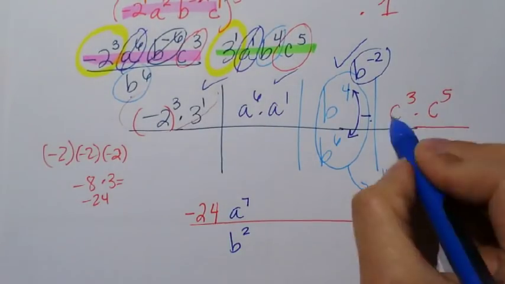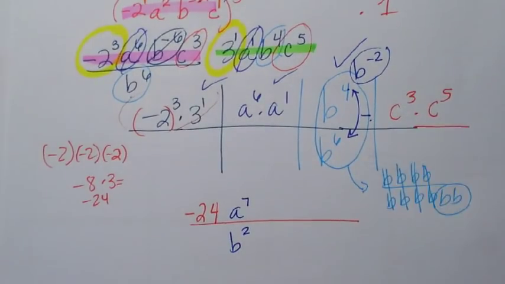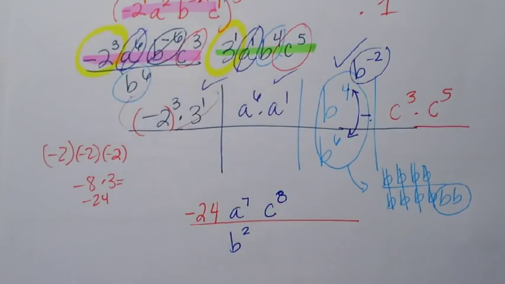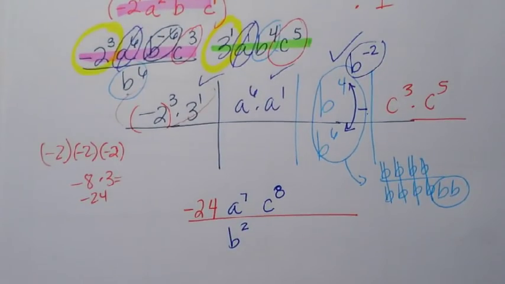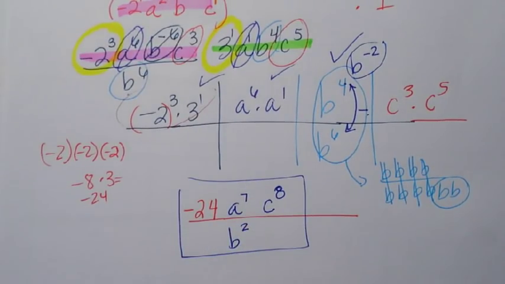And now we have the c's. They're both on the top. They're being multiplied, same base, so we add the exponents. Or you can expand it as well. So we'll have c to the 8. Okay? And after that, we are done simplifying, so that would be your answer for number 4.